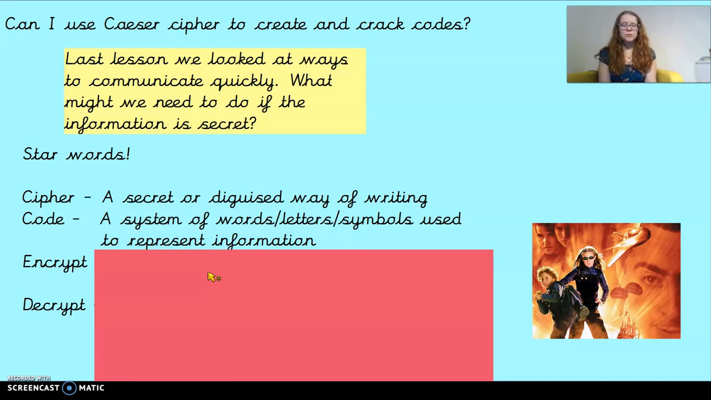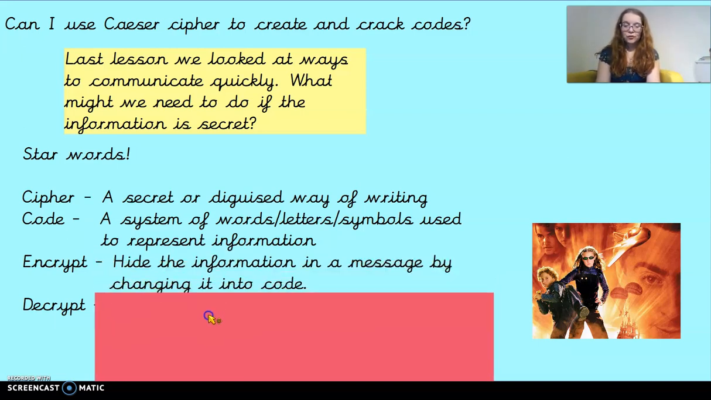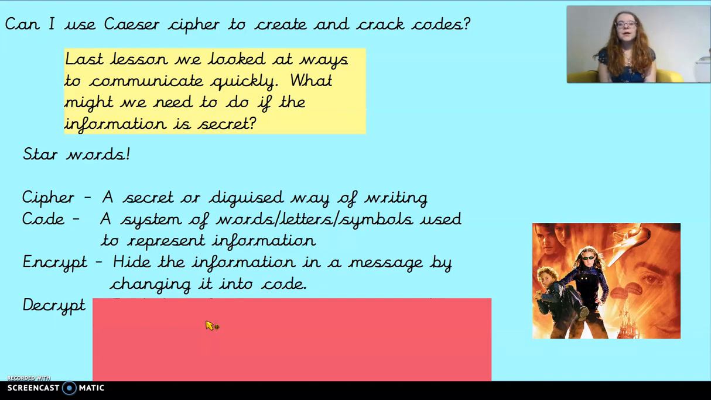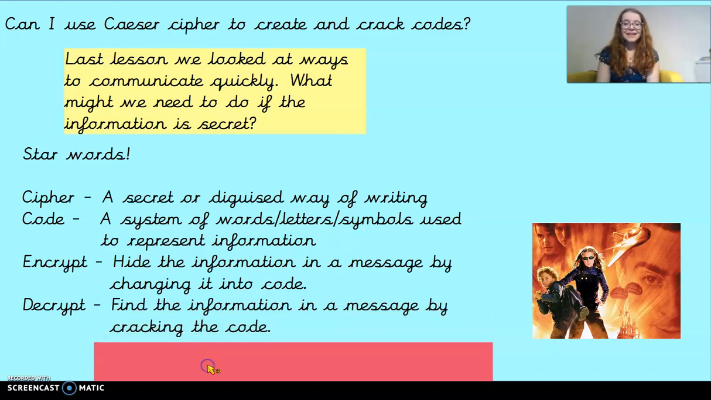Okay, what about encrypt and decrypt? What did you have for these? Okay, so to encrypt something is to hide the information in a message by changing it into a code or a cipher. So what do you think then? If to encrypt something is to hide the information, what do you think decrypt might be? Yeah, you're right, it's the opposite. Decrypting is finding the information in a message by cracking the code or cipher. So those are our star words today. Remember them, they're going to be very, very helpful.